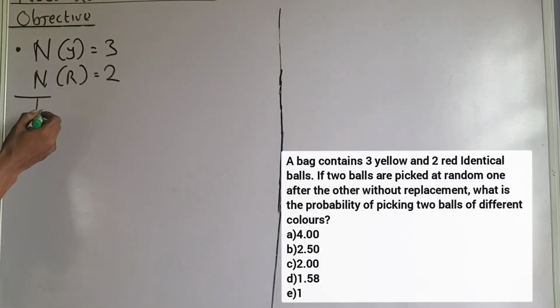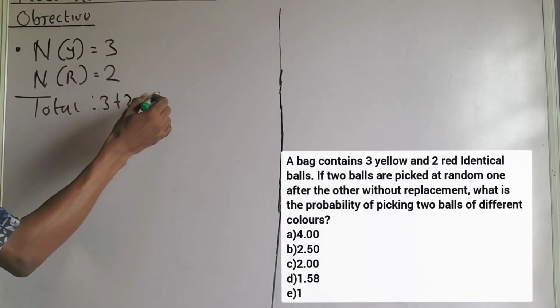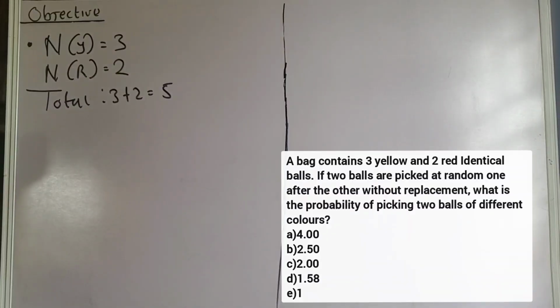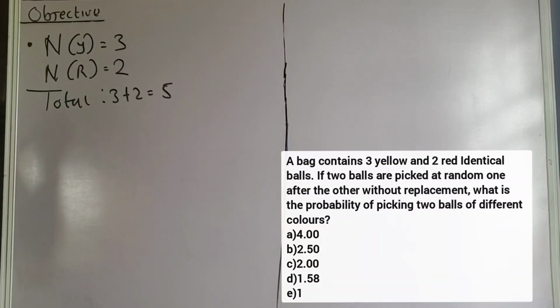Let's first calculate the total number of balls inside the bag. The total number of balls will be 3 plus 2, that is equal to 5. Now let us get the probability of picking a yellow ball first, then a red ball. Please pay attention. The first step is to determine the total number of balls, which is the sum of the yellow balls and the red balls. Are you getting it? If you don't understand, pay attention again.